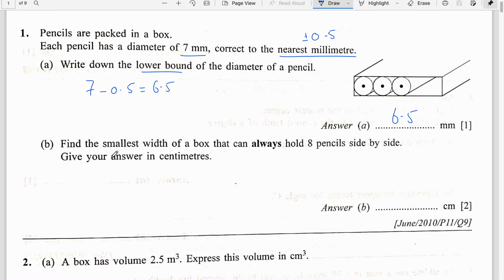B part. Find the smallest width of the box that can always hold 8 pencils side by side. So in that case, we will use upper bound of the diameter of the pencil. So 8 times 7.5 is 60. So this is 60 millimeters, and converting it into centimeters is 6 centimeters.